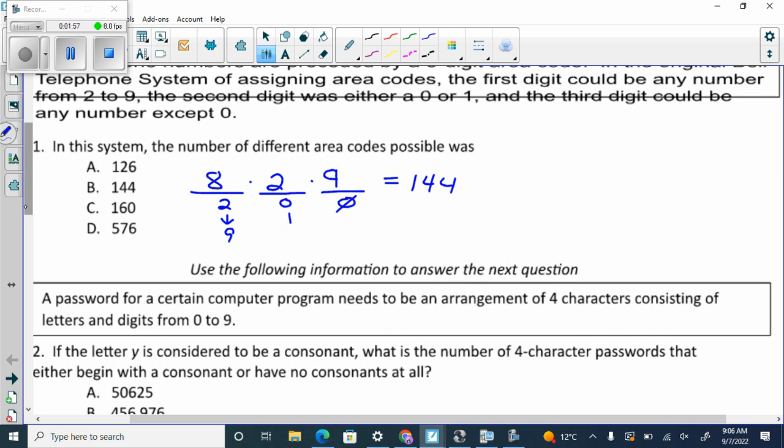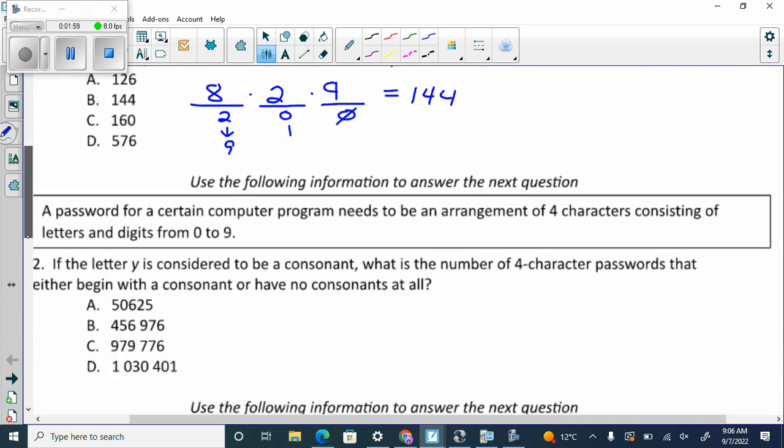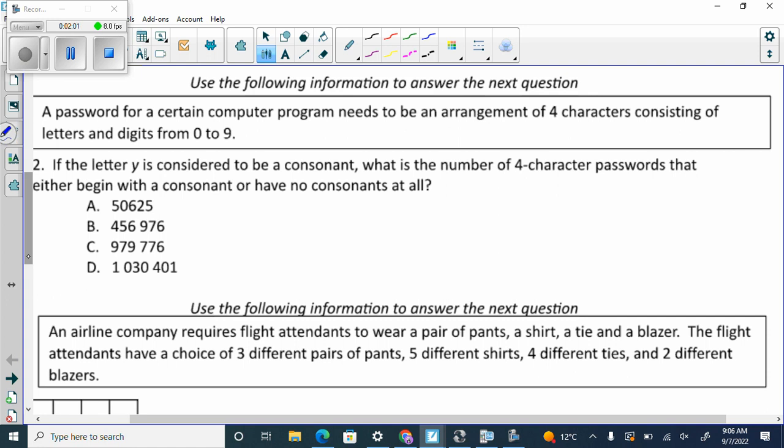Okay. So, password for a certain computer program needs to be an arrangement. What does that mean? That means it's a permutation. Permutation of 4 characters consisting of letters and digits from 0 to 9. How many letters are there in the alphabet? 26.